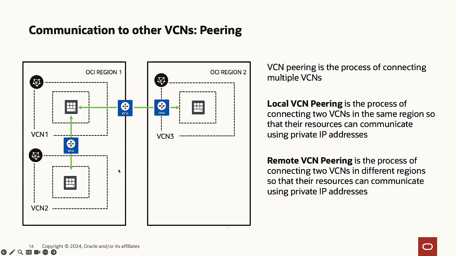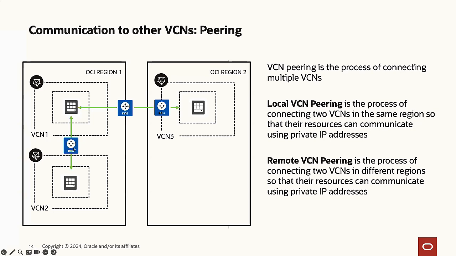So with local peering, you can leverage a DRG, and essentially you would go in, create a DRG, attach that to each VCN, and then you can set up routing rules to send traffic through the DRG if it's destined for the address range of the corresponding virtual cloud network that you're trying to reach.